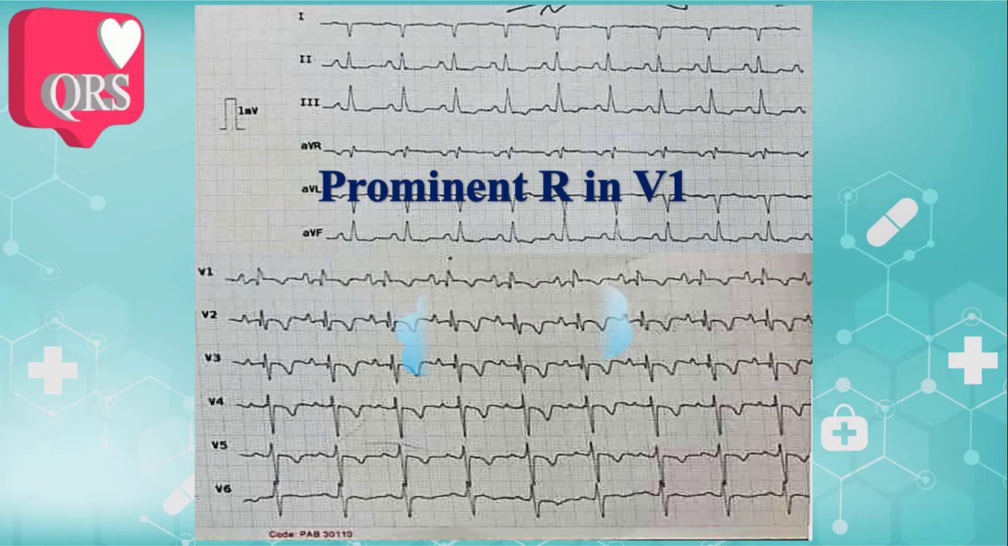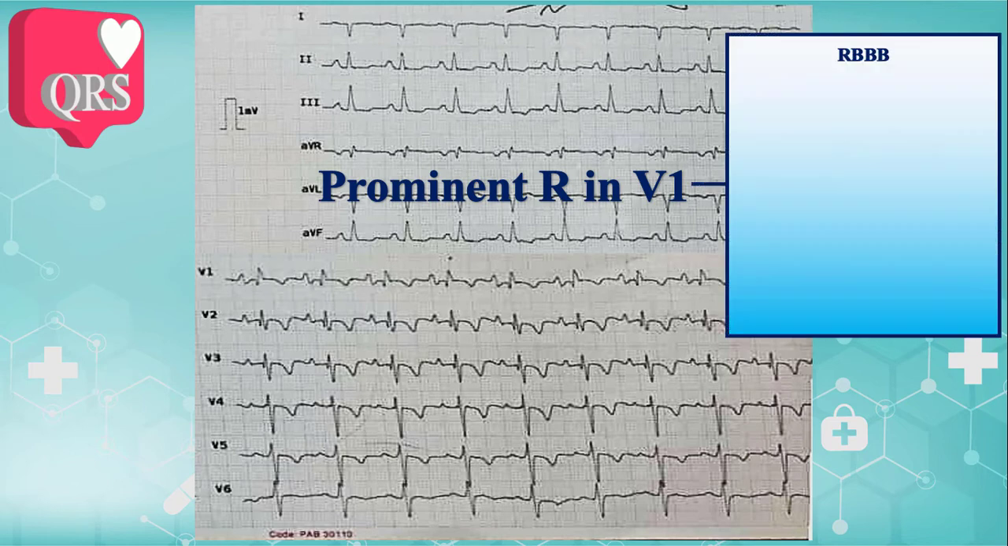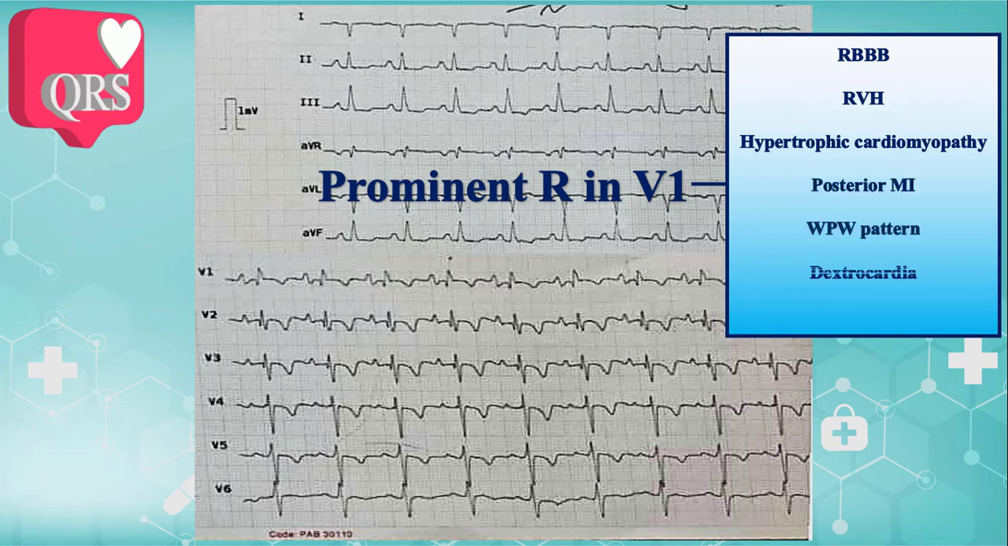Tall R wave is defined as an RS ratio equal to or greater than 1. It can be a normal variation in less than 1% and has several important causes. RBBB, RVH and hypertrophic cardiomyopathy, posterior MI, WPW pattern, dextrocardia, and muscular dystrophies are differential diagnoses of tall R in V1. In this strip, RVH is the cause.